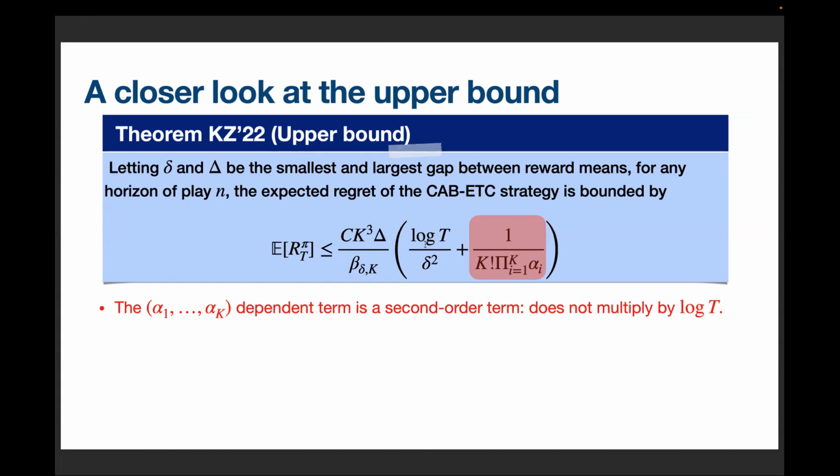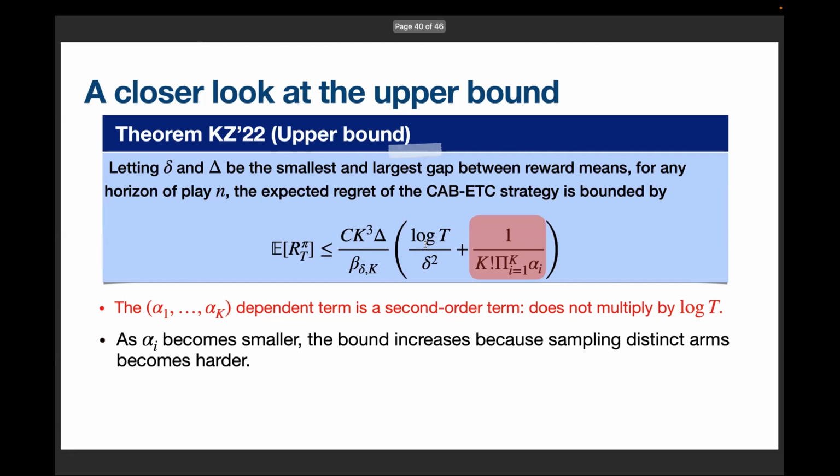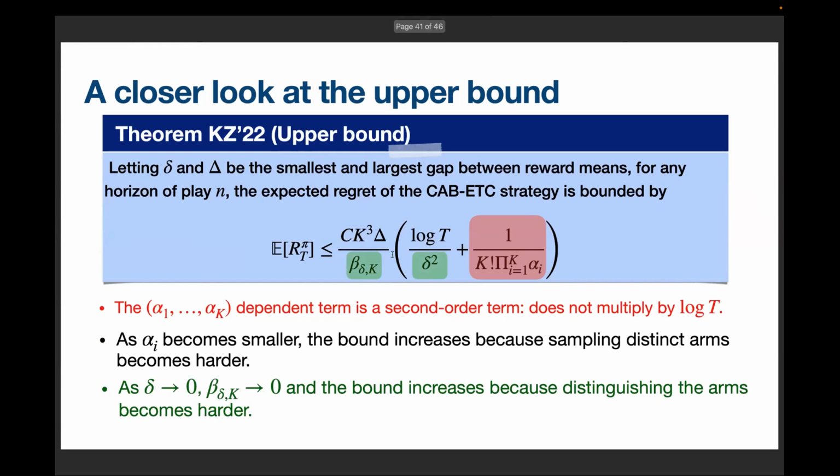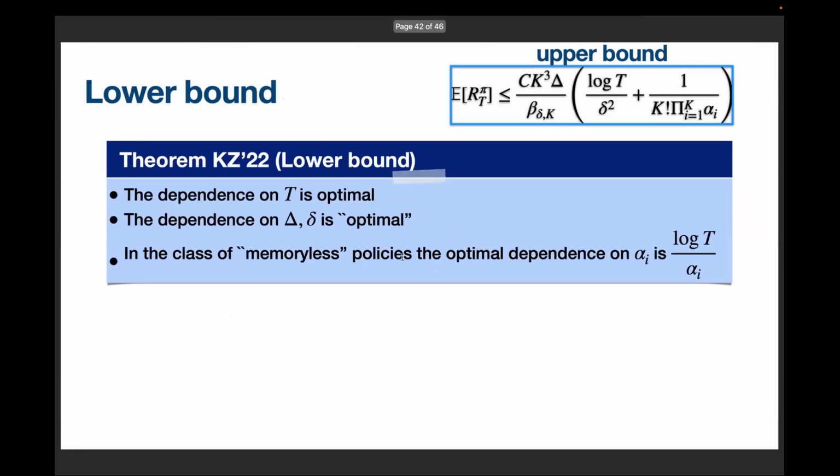Even though that's the main difference, interestingly, the alpha dependent term is not a first order term. And one can see as these alpha i's become smaller, the bound increases. That's natural because sampling distinct arms is going to become harder. And the other thing is the dependence on delta: as delta becomes smaller, the regret increases, and that's quite natural because distinguishing the arms is going to become hard.